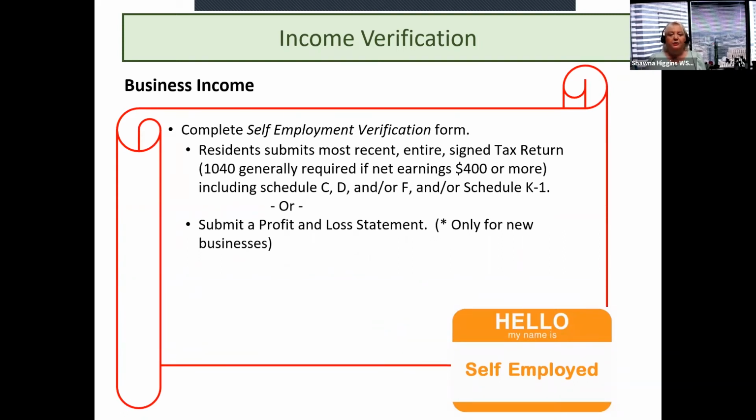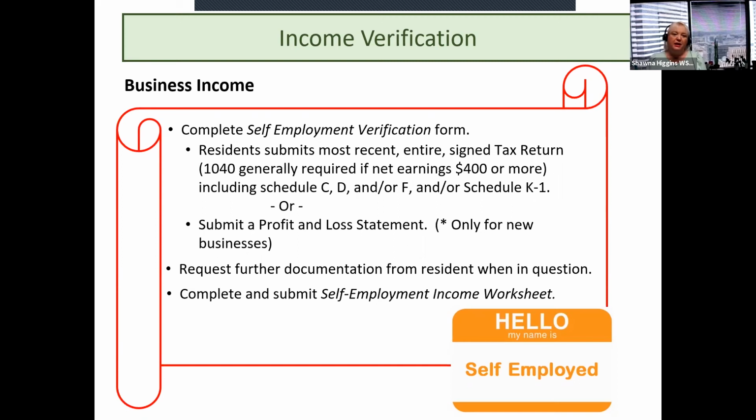And as you all know, the IRS forms have been changing. So if one has been added, please do your due diligence and make sure that you get all the forms that show what income and expenses they've taken. If they haven't done a tax return yet and their self-employment is new, they can do a profit and loss. The profit and loss is very simple. We'll go over that here in just a minute. We don't expect a lot of detail on that one. So request further documentation from the resident when you have any questions.